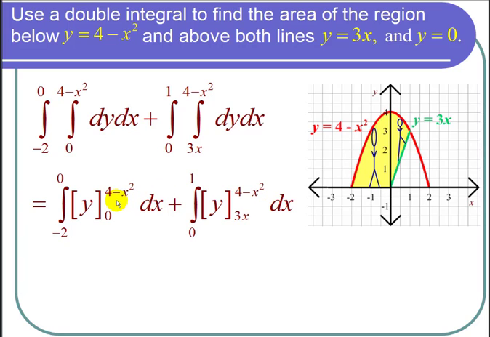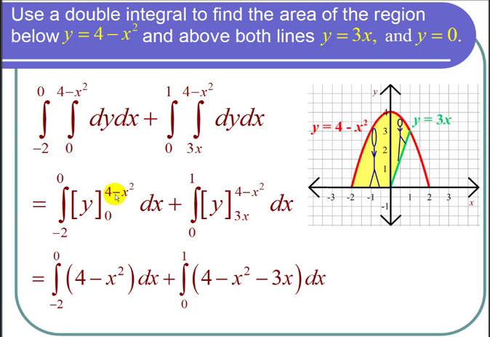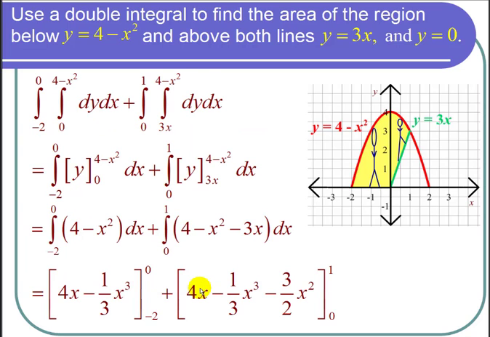So I plug in. Notice when I plug in 0, I just get 0, so it goes away. So for the first integral, I just have the integral from -2 to 0 of 4 minus x squared dx. And for the second integral, I have the integral from 0 to 1 of, I plug in 4 minus x squared for y, and then I plug in 3x for y and subtract. So I get 4 minus x squared minus 3x dx. And now I integrate each of these.